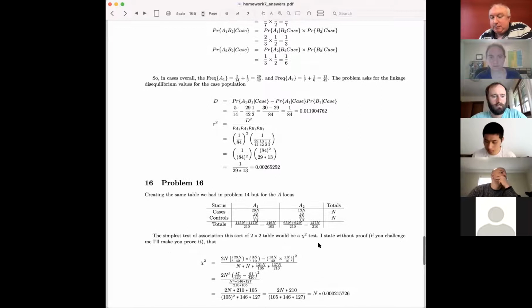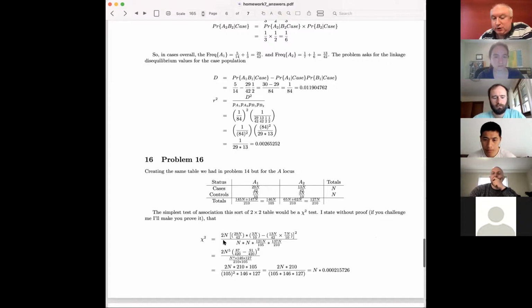The simplest test for association is the chi-squared test. I take this thing times that, this thing times that, and subtract them. I then square that, that's my covariance term. I take all the terms on the bottom, those are my variance terms. I end up with something that looks like sample size times a covariance over all the variances.